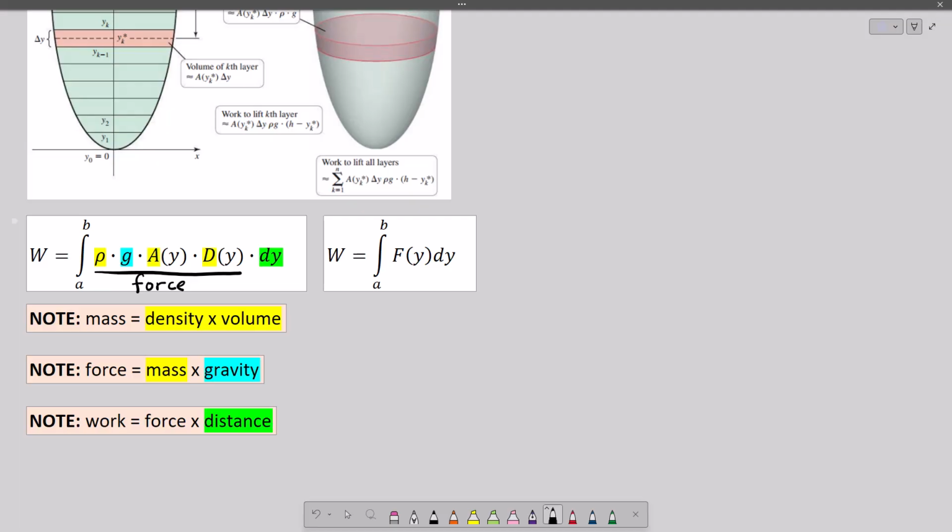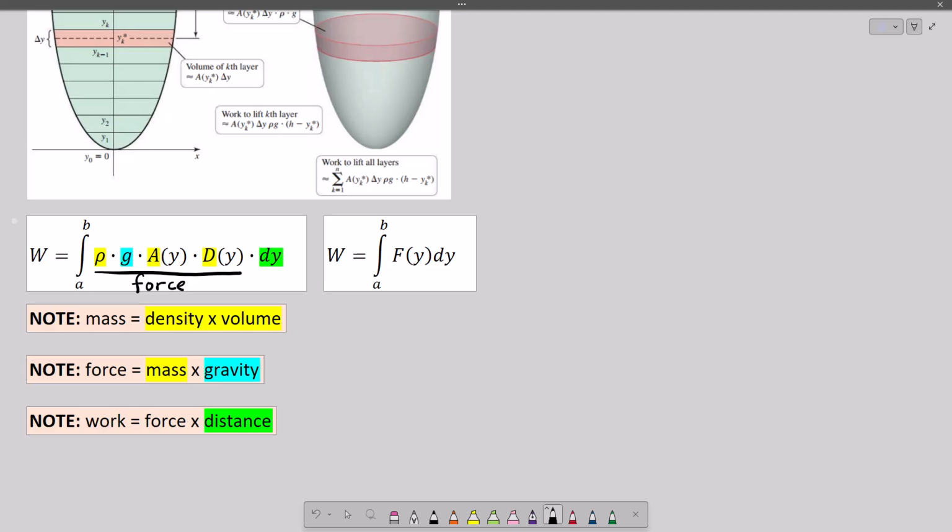And we know that work is force times distance. So now the inside, if we include everything, including the differential, we has units of work. So that really is just the integral of force. So that is going to give us work.